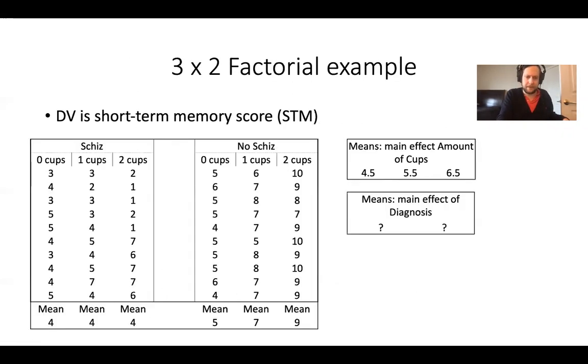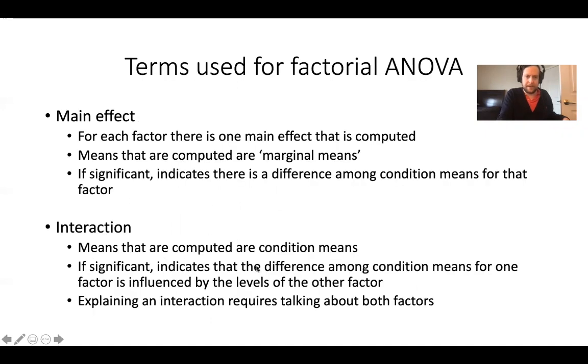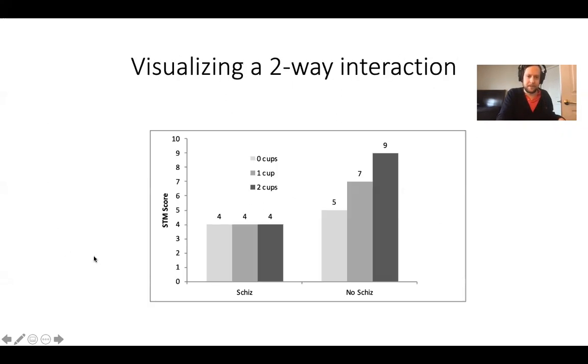So let's just go back to this definition of interaction real quick. It indicates that the difference among condition means for one factor is influenced by the levels of the other factor. I always think after seeing these concrete examples, this definition just makes a little bit more sense. These condition means right here, the light gray, medium gray, dark gray, light gray, medium gray, dark gray, are differentially influenced by the levels of the other factor. These three bars are a flat line pattern if you have schizophrenia. These three bars are an ascending, going up pattern if you do not have schizophrenia.